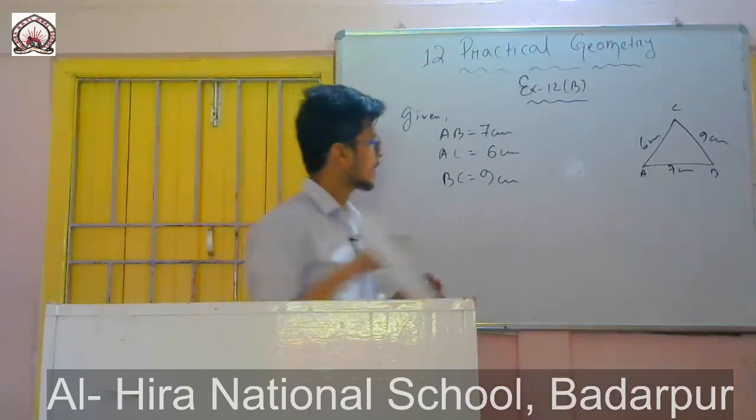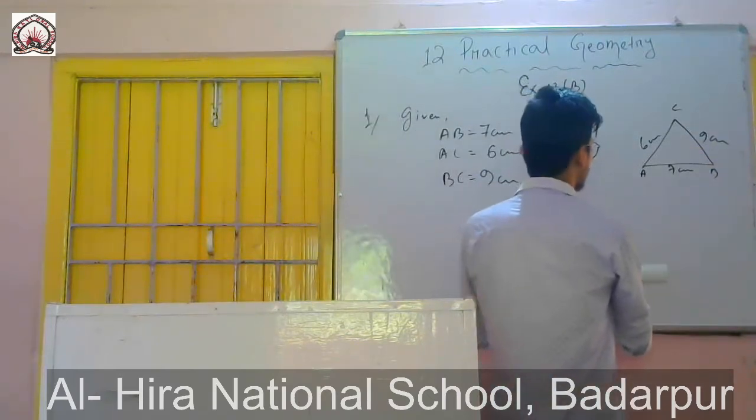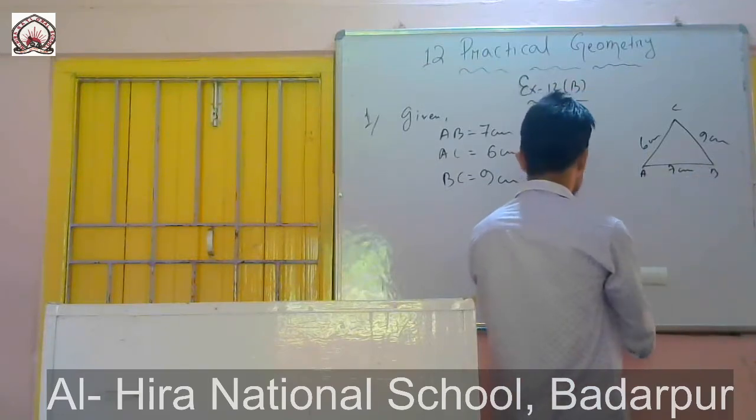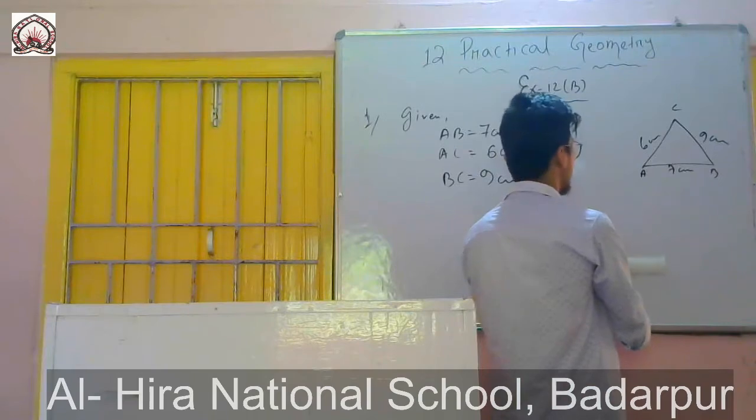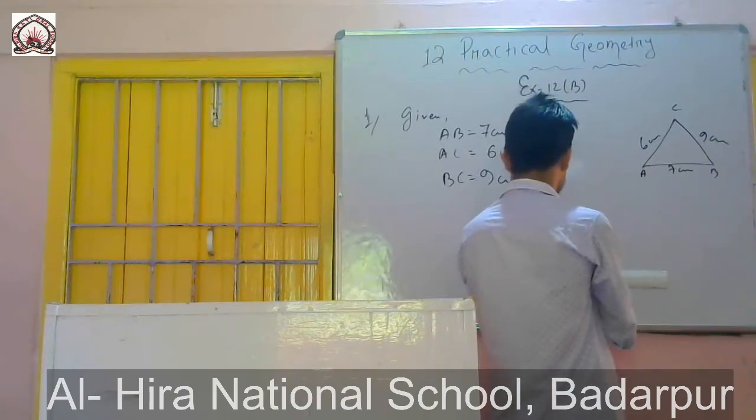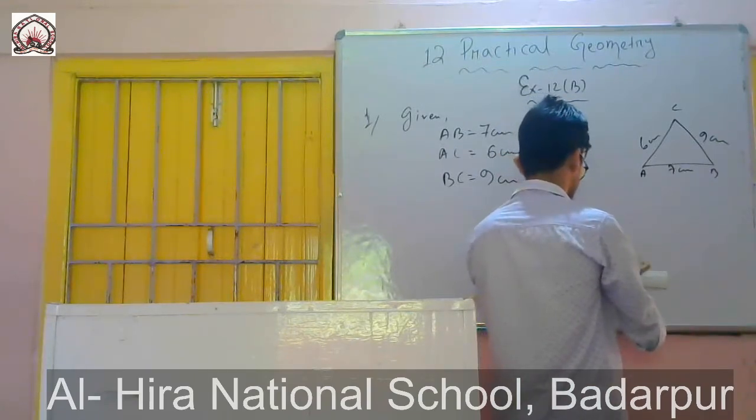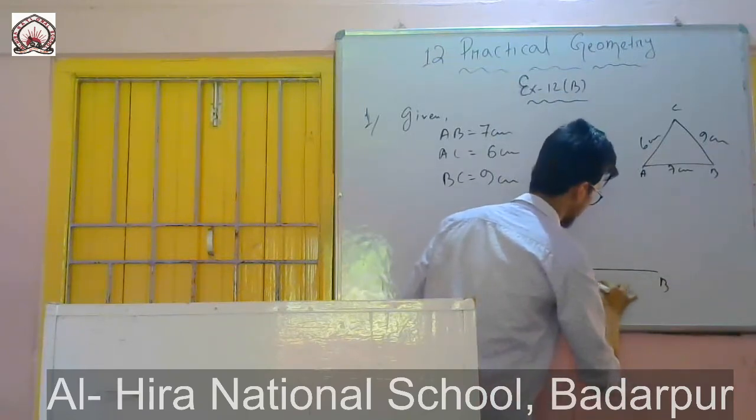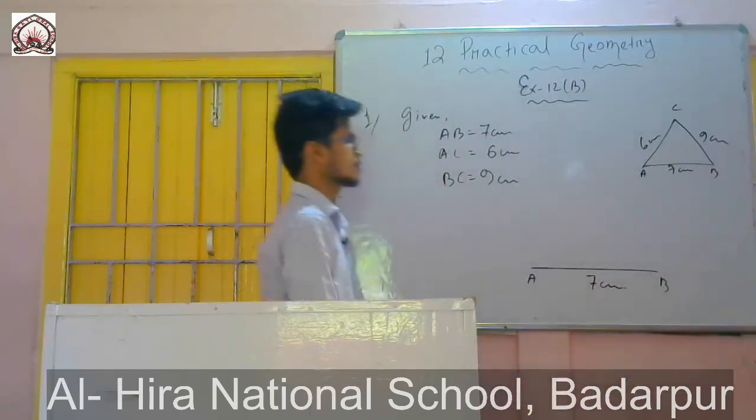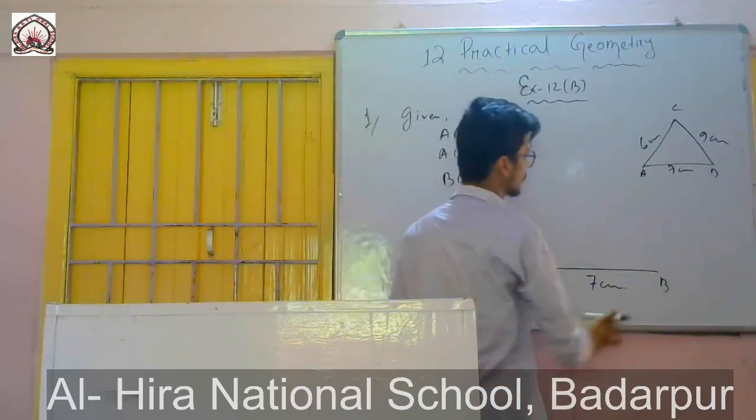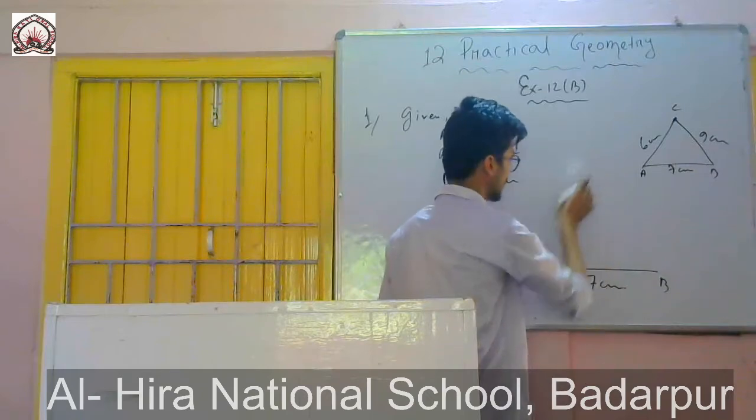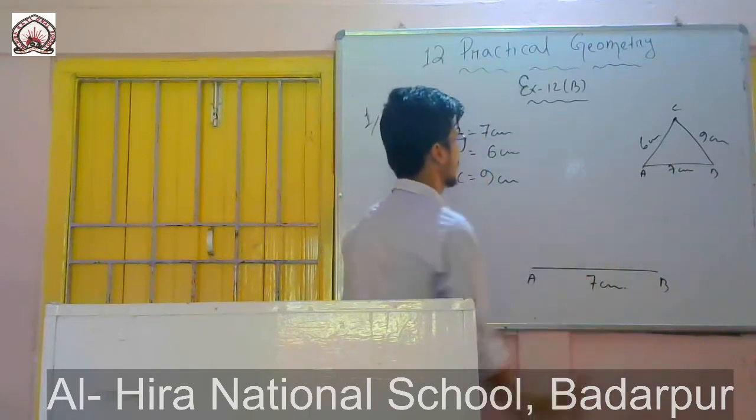So first I will draw the triangle ABC. First I will draw the baseline AB equals 7 centimeters. Take your scale, measure 7 centimeters and draw it nicely. Okay, let it be 7 centimeters. We know that AB is drawn, and AC will be somewhere just above, so somewhere there will be C.